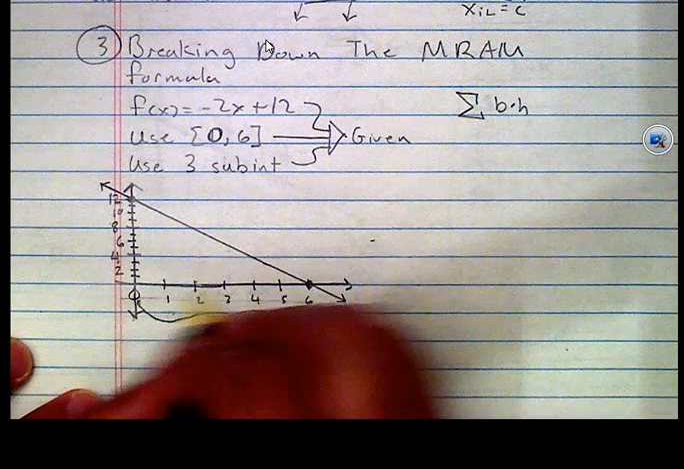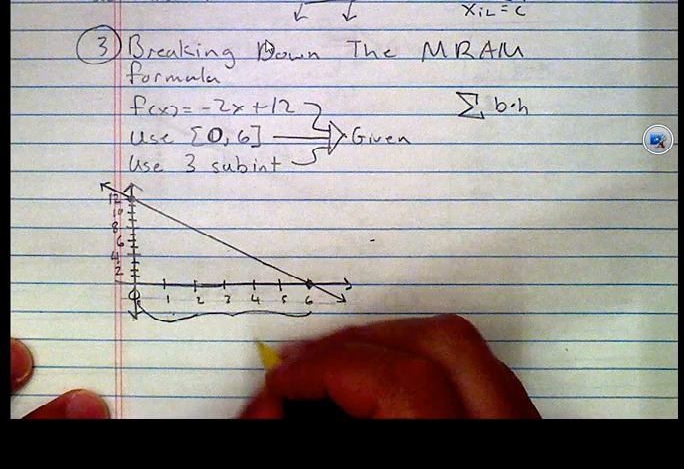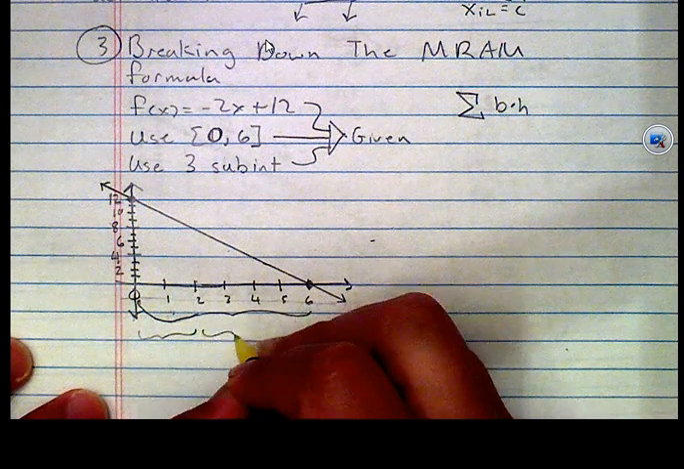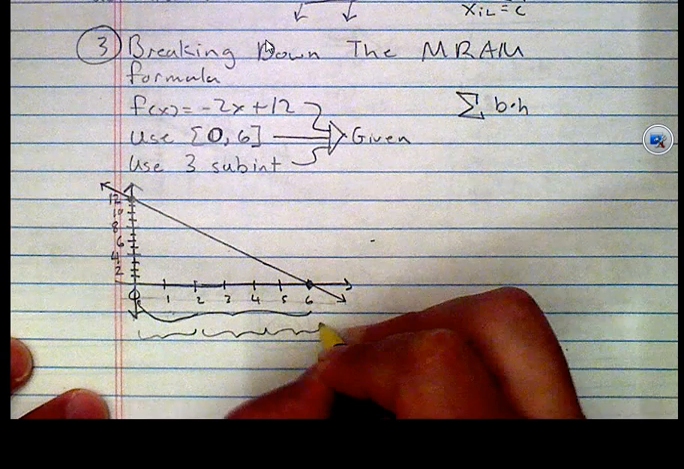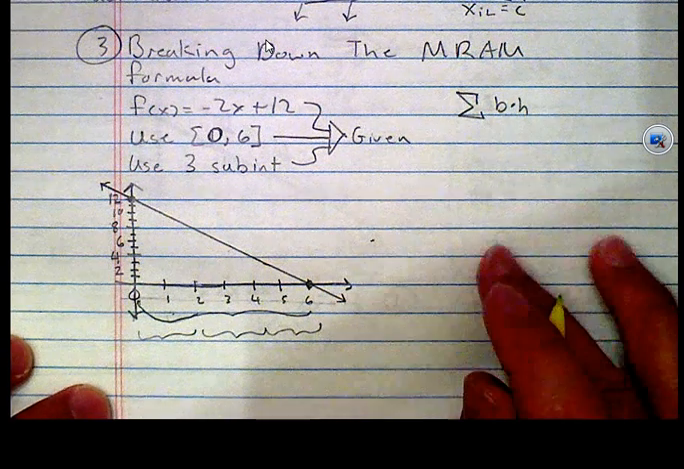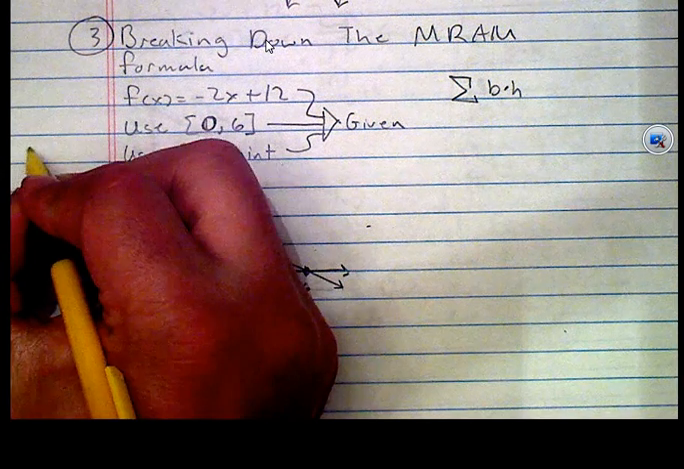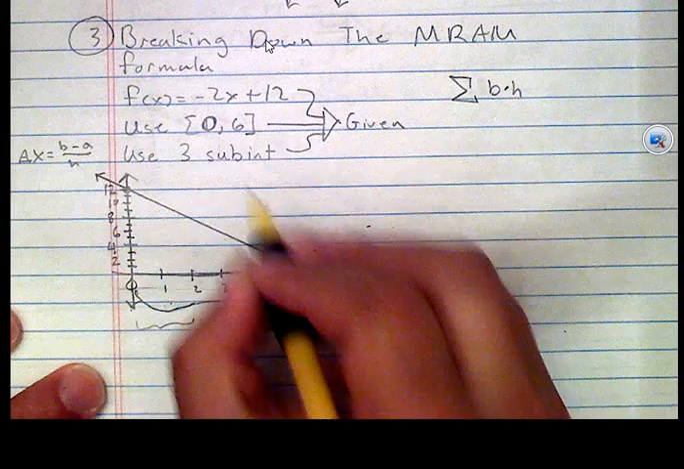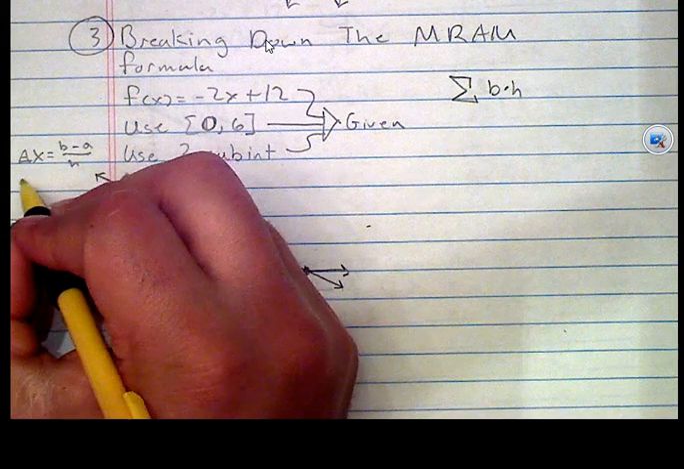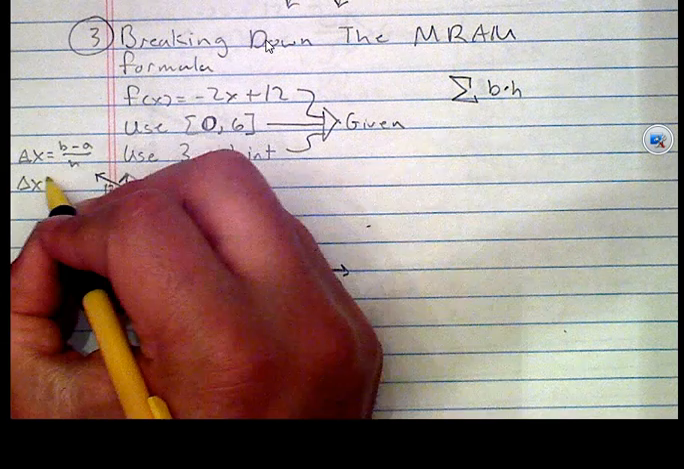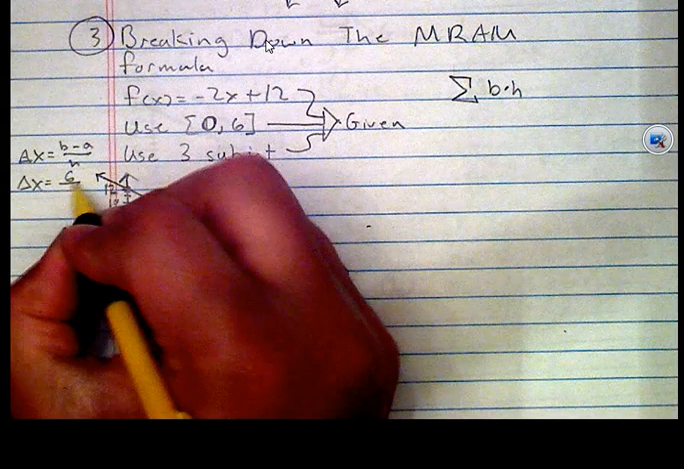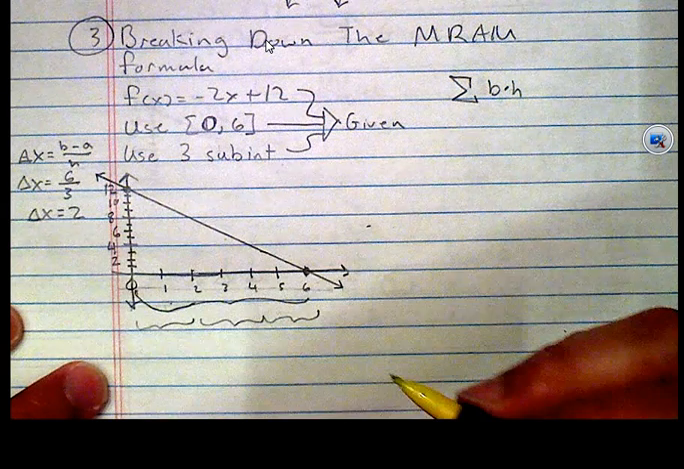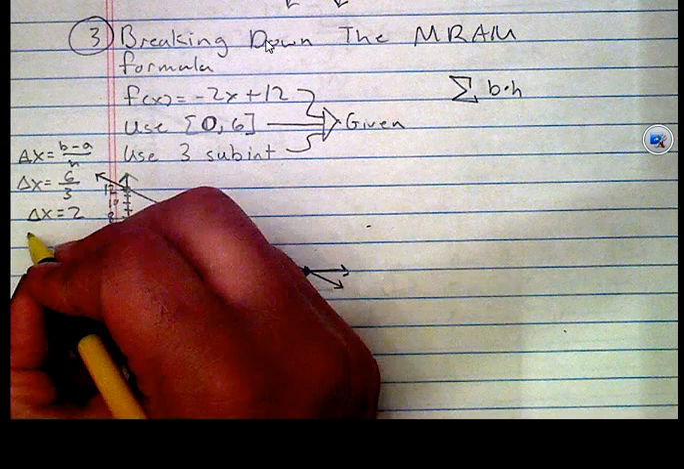So now if we have 3 subintervals, well, let's find our delta x. Let's find our base. What's delta x going to automatically equal here, y'all? Let's see, delta x equals b minus a over n. B is 6, a is 0, so that's 6 over 3 subintervals, so that's 3 rectangles. So delta x is equal to 2. This helps me because I know my rectangles are 2 units wide.